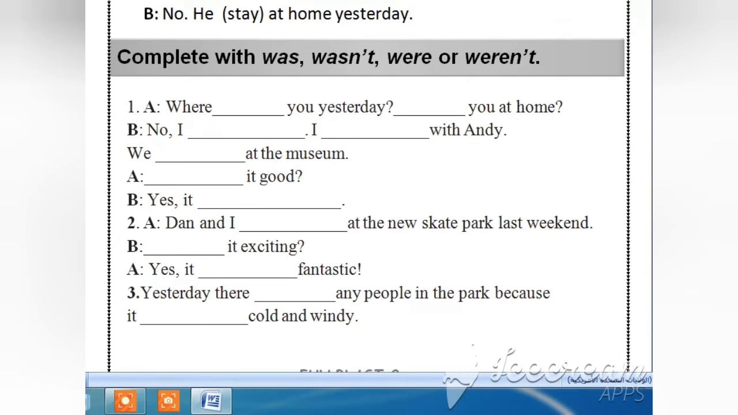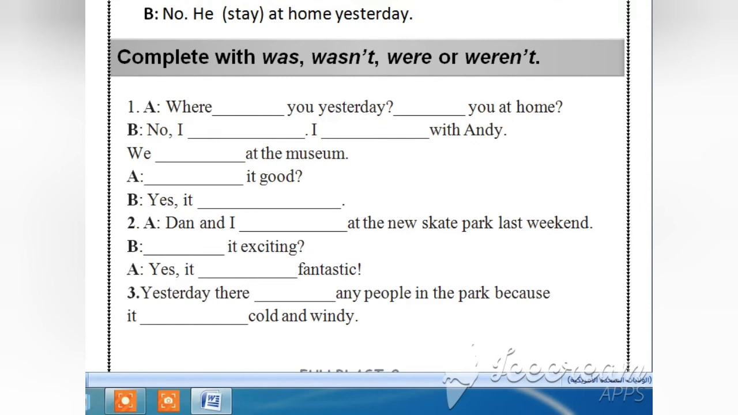Was it good? Why did we use the word was? We used it because the pronoun here is singular. Yes, it was. Dan and I were at the new skate park last weekend. Why did we use were here? That's because the subject of the verb is plural.